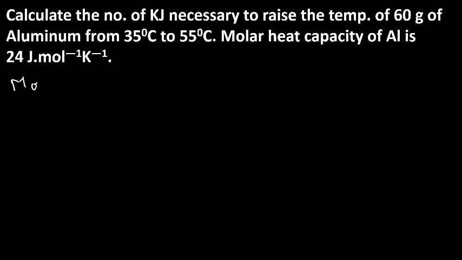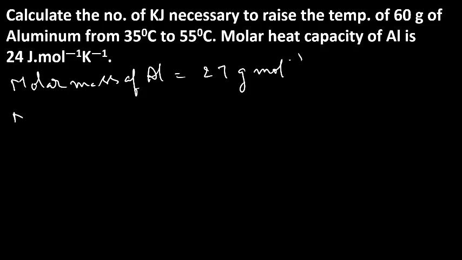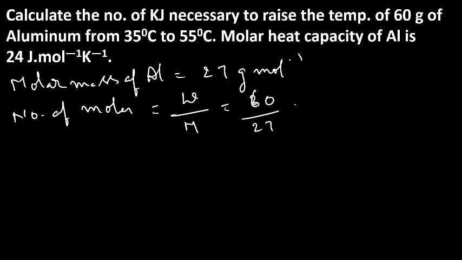So, molar mass of aluminum, how much? 27 gram per mole. Therefore, number of moles equal to given mass by molar mass, W by M. The given mass is 60. 60 by 27 is equal to 20 by 9. So this is number of moles.